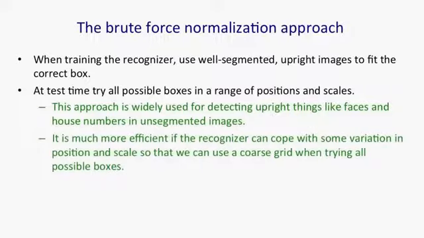It's much more efficient if the recognizer can cope with some variation in the position and scale, so that we can use a coarse grid when trying all possible boxes.